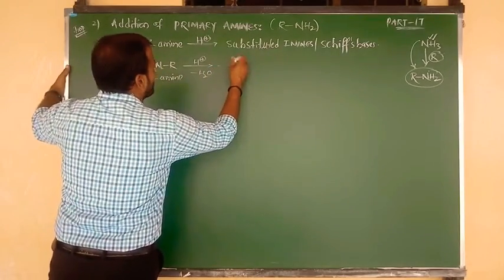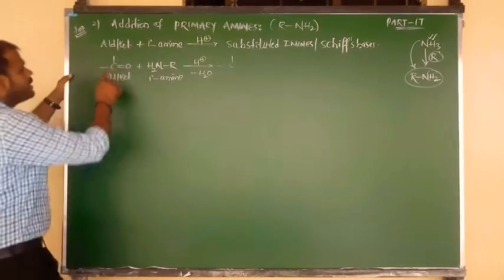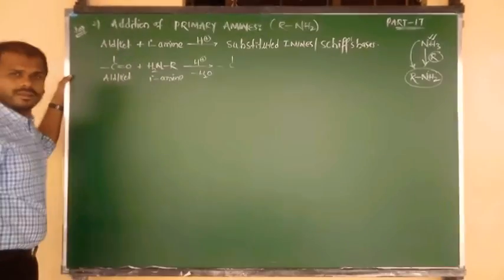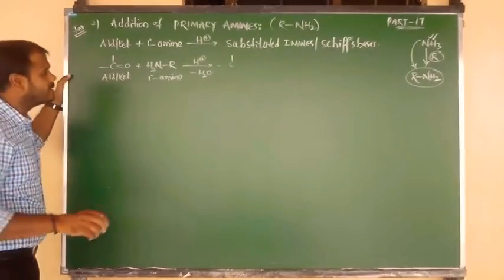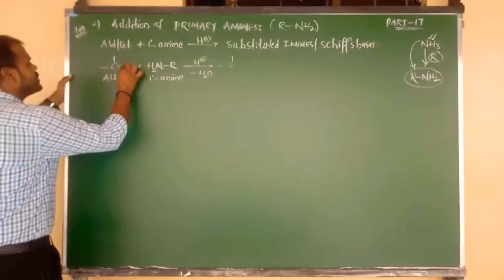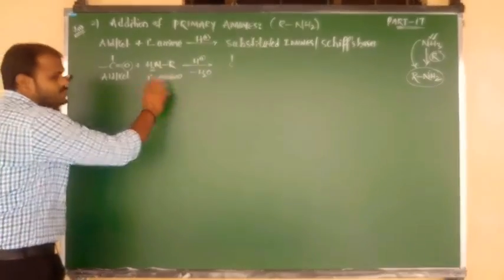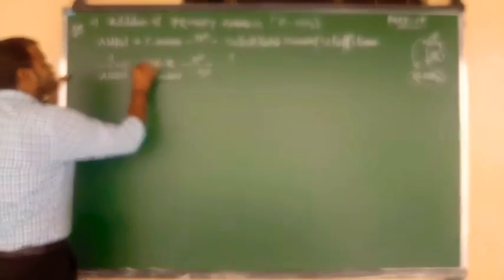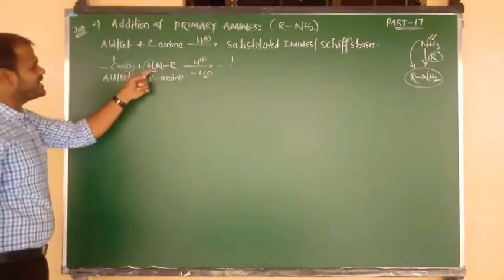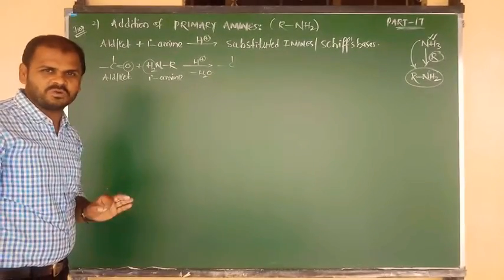Now the product is formed. The carbon contains a double bond. From aldehydes and ketones, we are going to remove the oxygen. From the R-NH2 primary amine, we are going to remove the H2. So H2 combines with O and is eliminated in the form of H2O.